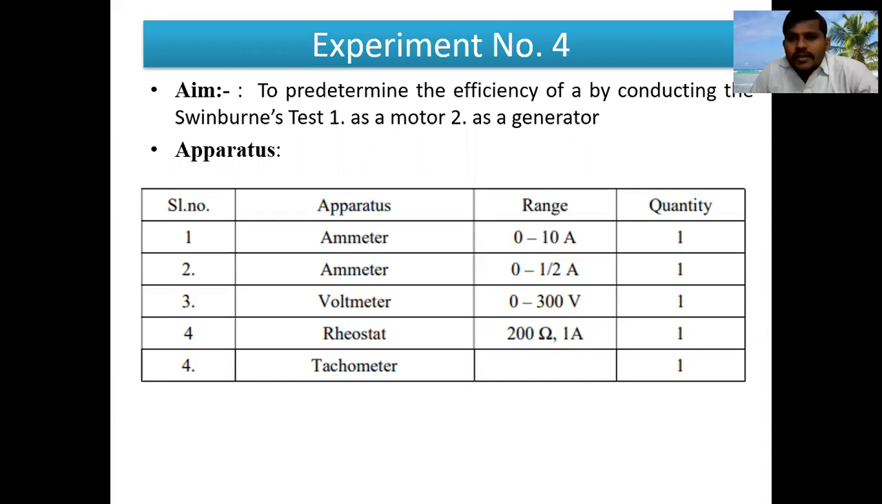The function of that rheostat is to run the machine at the rated speed. That means by varying the field rheostat we change the speed of the motor, because we have discussed the speed control technique, and we run the motor at the rated speed. To check the speed we require a tachometer. So these are the apparatus required while conducting this test.